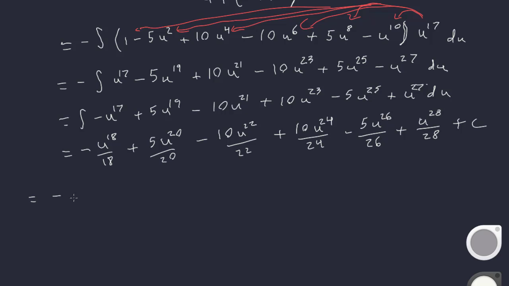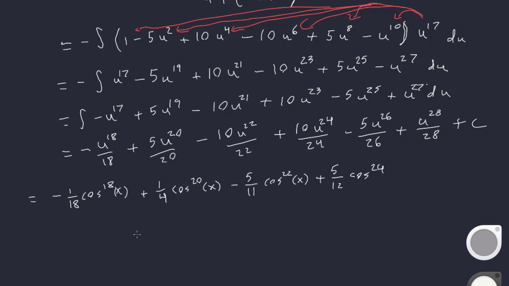And so we'll get negative 1/18 cosine to the 18 of x. Okay, now the 5 and the 20 will just end up with a 1/4 cosine raised to the 20 of x. Okay, minus, we could take a 2 out of both of these and get a 5 over 11. Not u, cosine to the 22 of x. Okay, we can take 2's out of this and get 5/12. Did it again, cosine to the 24.